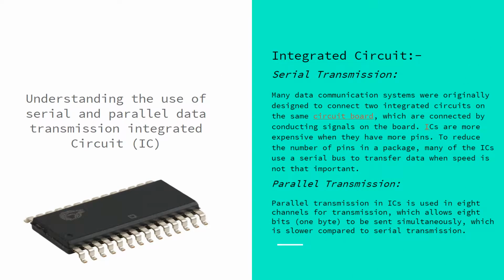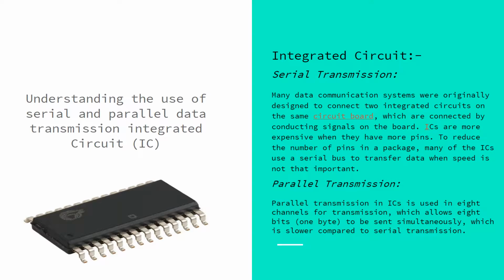Understanding the use of serial and parallel data transmission. Integrated circuit, IC. Serial transmission. Many data communication systems were originally designed to connect two integrated circuits on the same circuit board, which are connected by conducting signals on the board.